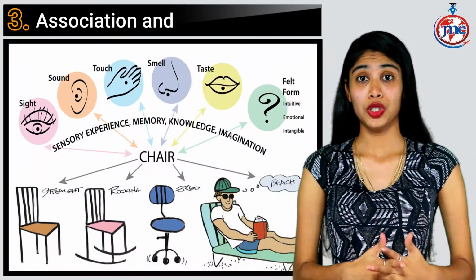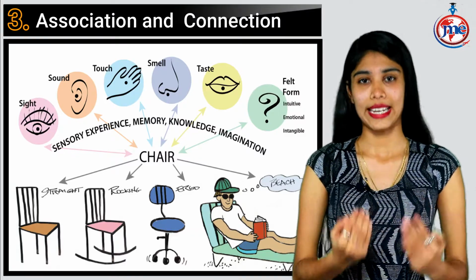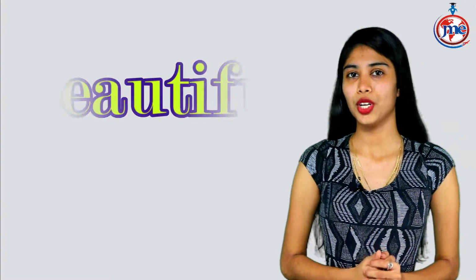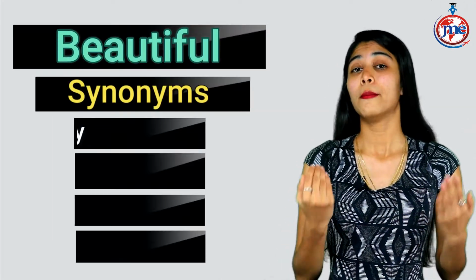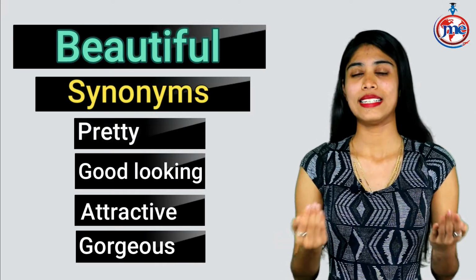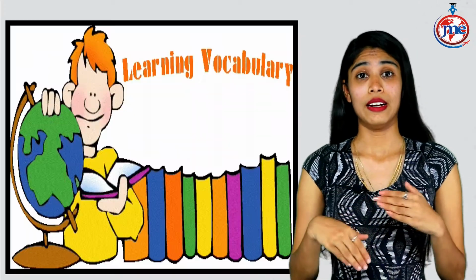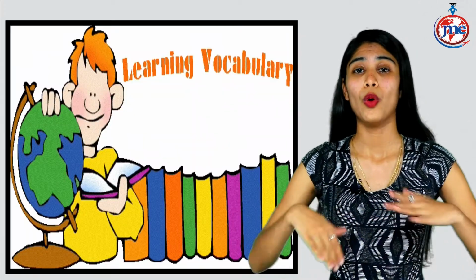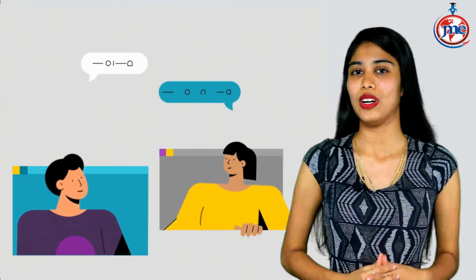Number 3, association and connections. Students, you have to learn association and connections of a word you are learning. Let's say you are learning a word called beautiful. Then you need to know its synonyms and opposite. For the word beautiful, its synonyms are pretty, good looking, attractive, gorgeous, etc. And its opposite is ugly. Students, by learning like this, you will get to know more and more words. And while you are speaking, you will be able to speak effectively because you know more words.